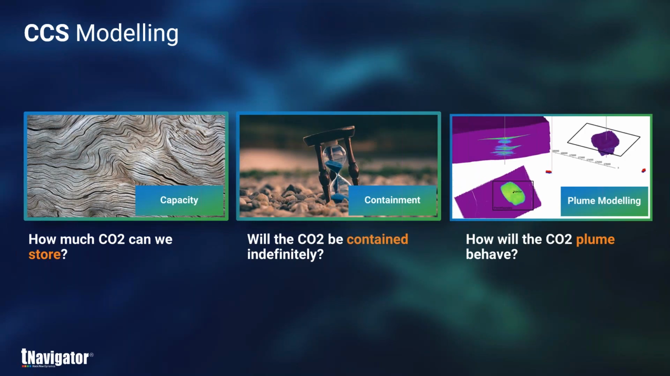So big questions for CCS modeling: how much can we store? So what's the capacity? How long will it be stored there for? Will it be contained, and for how long? So this is where our dynamic models become really important. We want to model these over the lifespan of the project, but also hundreds of years into the future to ensure that when we're storing it, we're confident that it's been stored permanently. And more from the topic of today is how will the CO2 plume behave? This is controlled by our geological inputs, where the static modeling comes in, but also how the fluid is going to behave and how we model that physics.